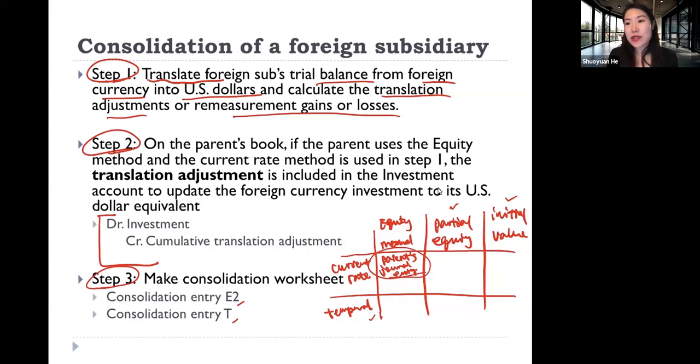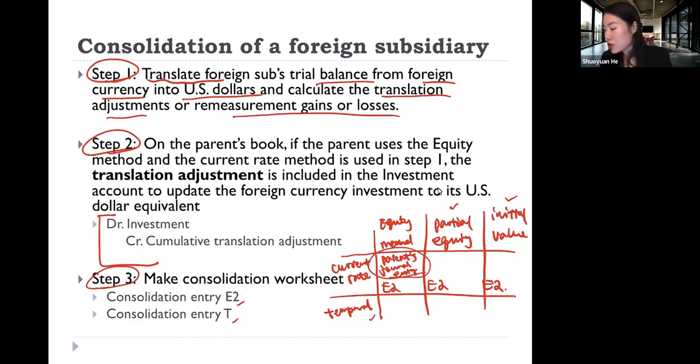And before I go into the specific consolidation entry, I just want to tell you that for consolidation entry E2, we only apply it under the situation when the parent is using the current rate method. And why it is the case, I'm going to talk about it later when we go through the example.